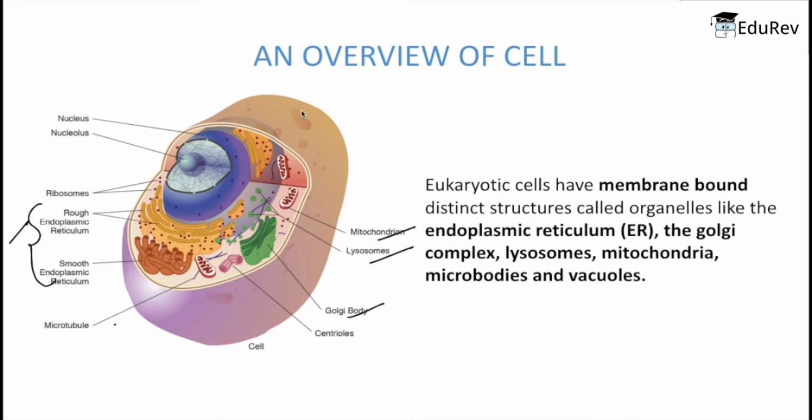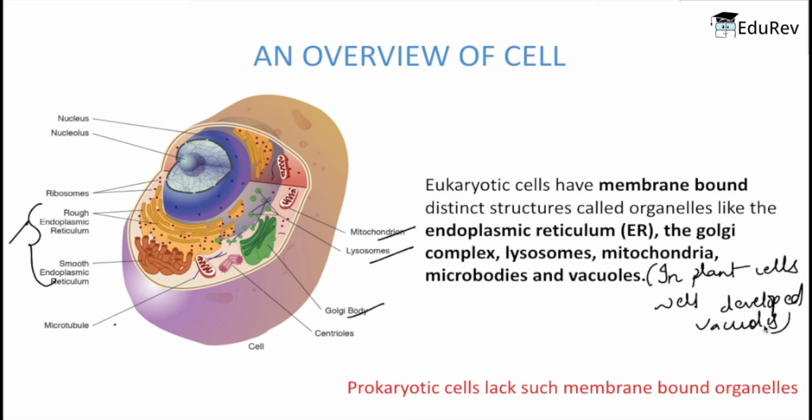But since this is an animal cell, you will not find well-distinct vacuoles here. In the case of plant cells, you will find well-developed vacuoles present in them. But in the case of prokaryotic cells, the membrane-bound organelles are completely absent, meaning the organelles suspended in the cytoplasm of prokaryotic cells do not have any membrane around them.